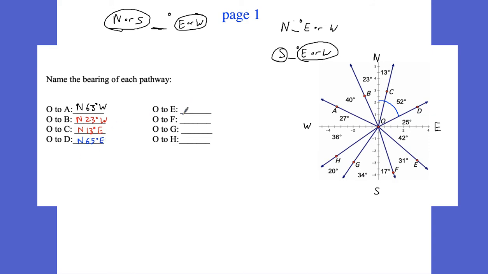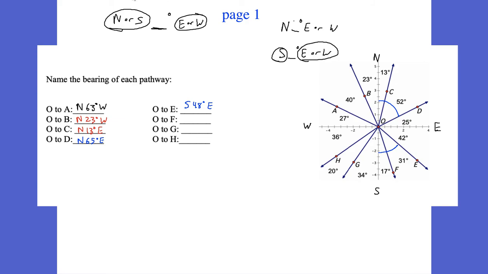Okay, O to E, and remember this is east, not point E. Point E is down here. O to E, we are relative to south now because we're closer to south than we are to north. And then we say, okay, south and this many degrees east, because east is this way. We're east of south. 17 plus 31 would be 48. So we are south 48 degrees east. Okay, that's for O to E.